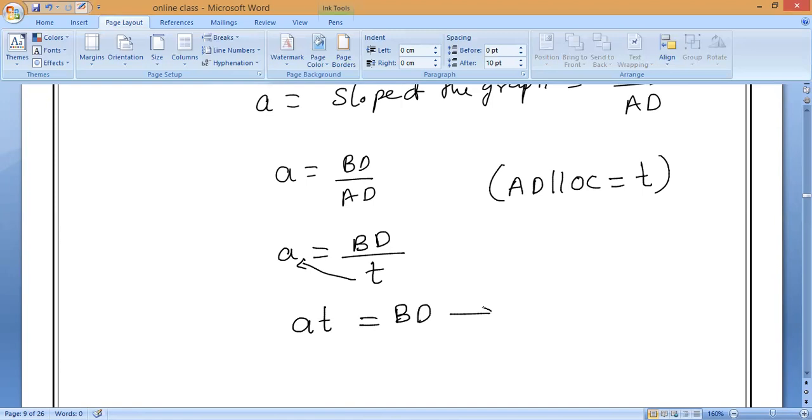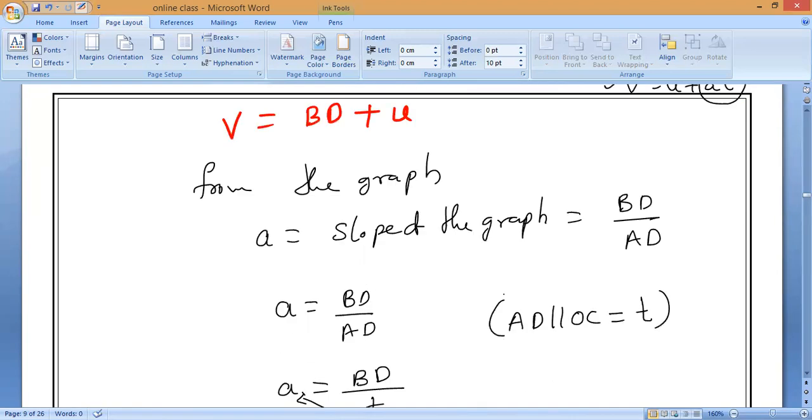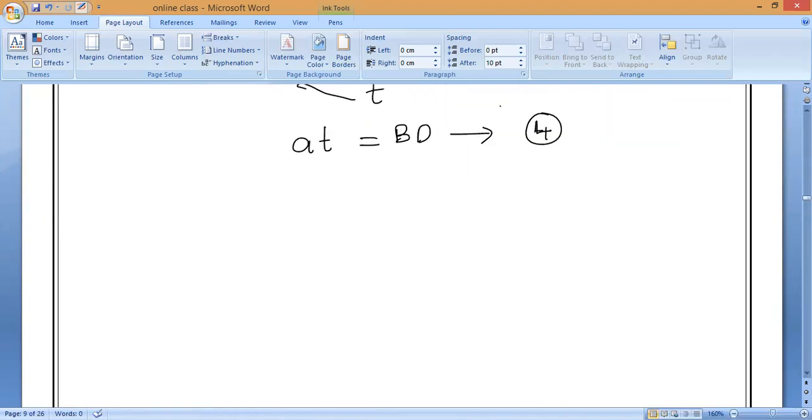Multiplication is equal to BD. So let us assume this is equation number 4. Let us take this as equation number 4 and substitute in this equation number 5. So substitute equation 5 in equation 4.